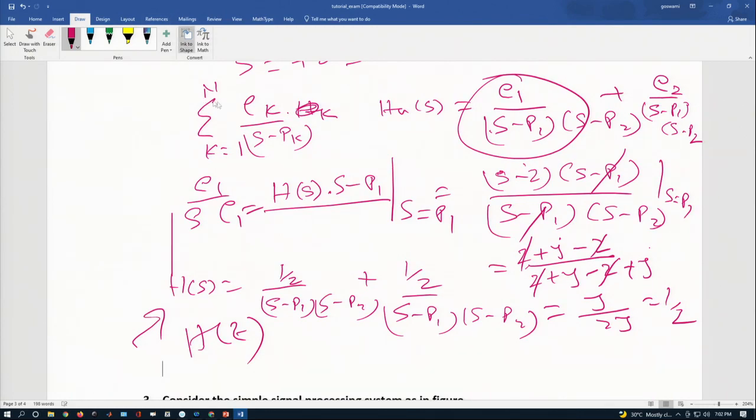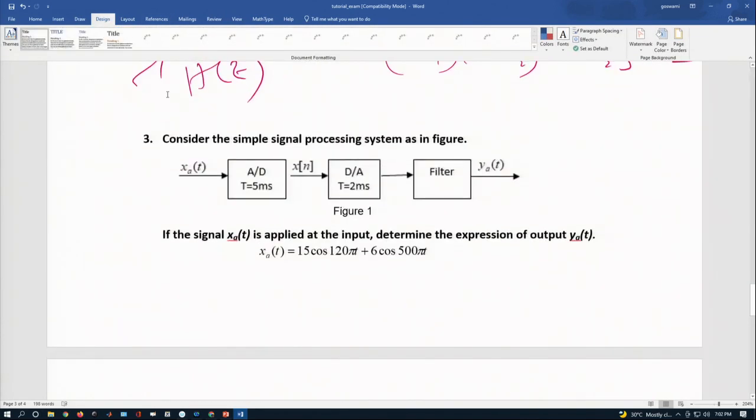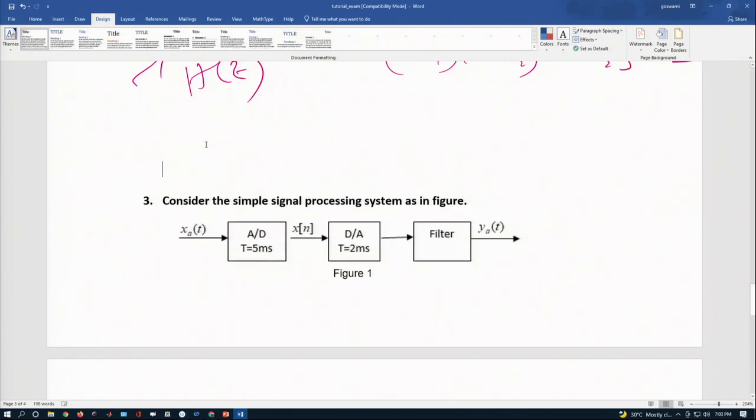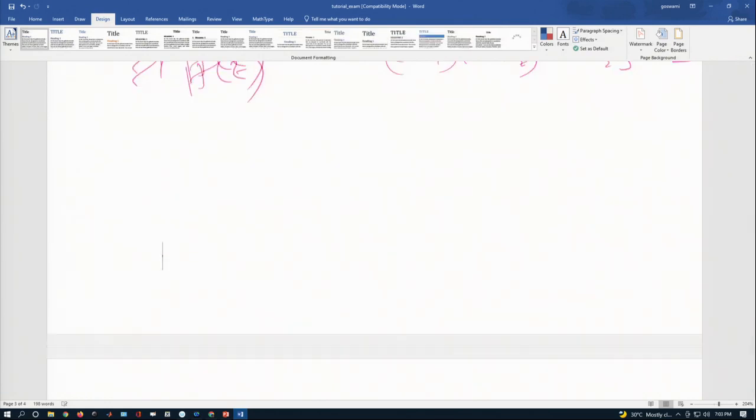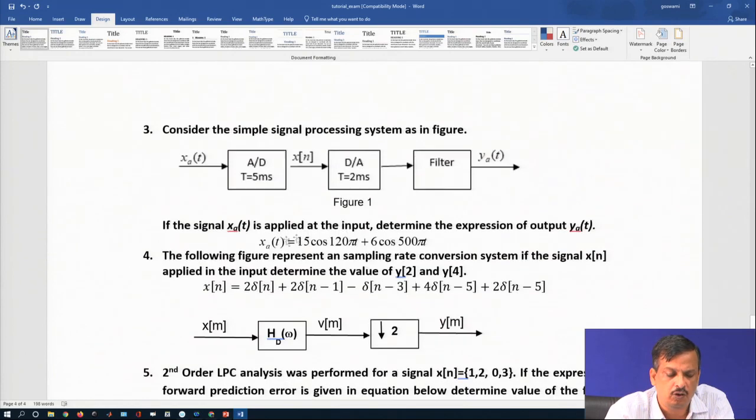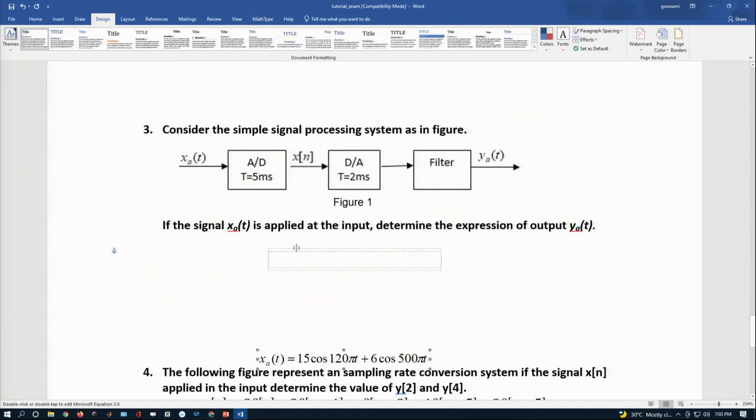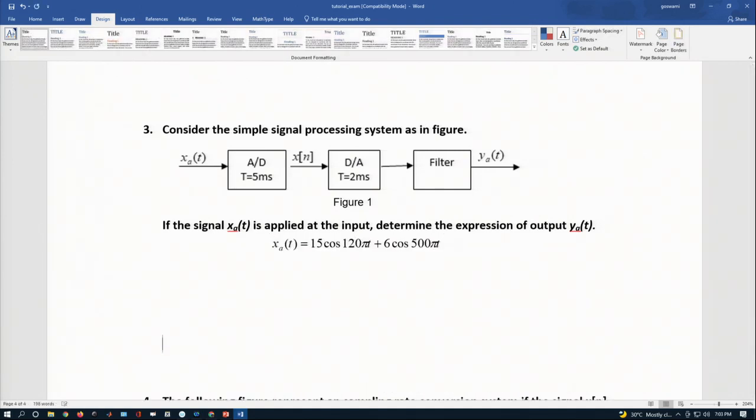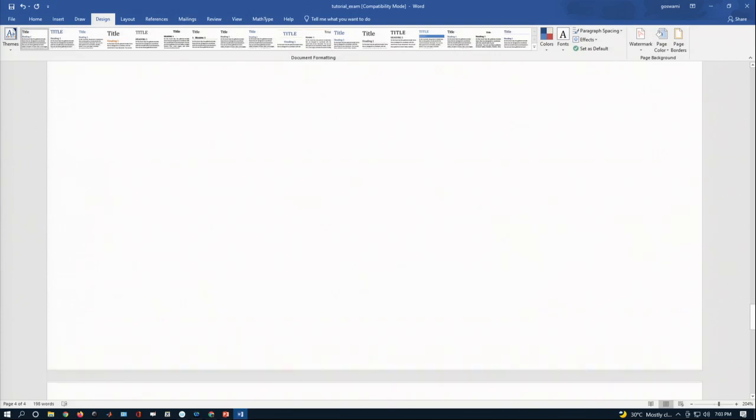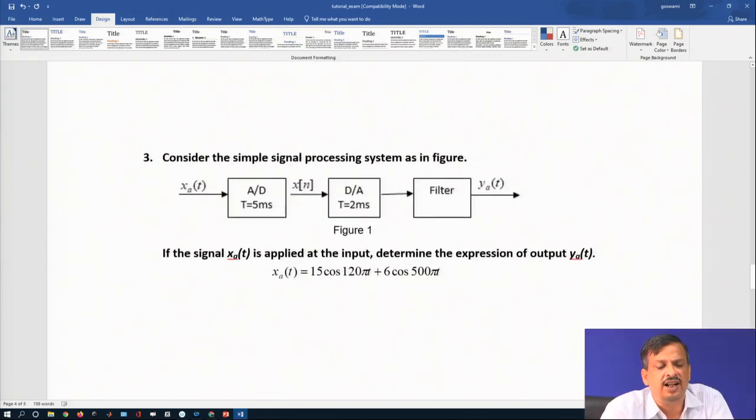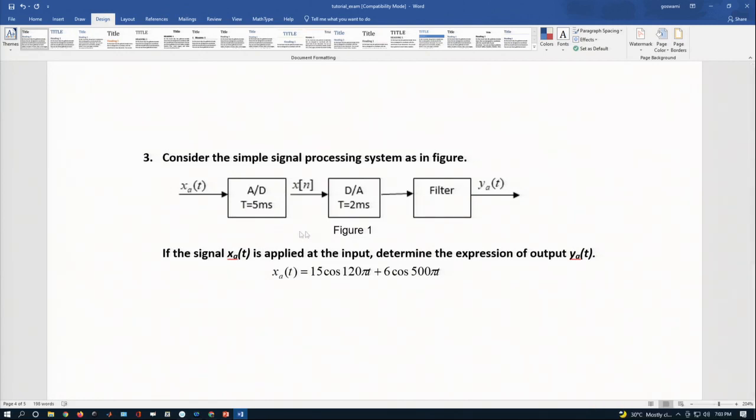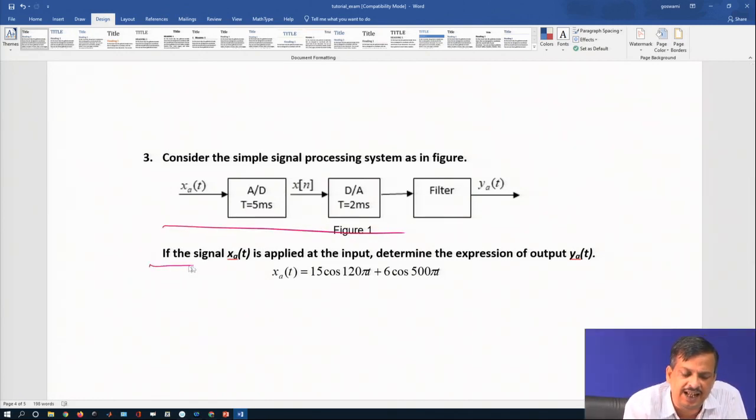Okay. Next problem is, let us say this problem. This problem is related to the chapter number, I think 2 or 1, not 2, or I can say the lecture number, week number 1. So, what I said? I said that consider a simple signal processing system in the figure. This one is the signal processing system. If the signal xa(t) is applied at the input, determine the expression of the output ya(t).